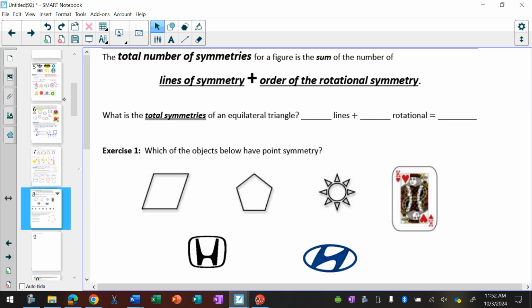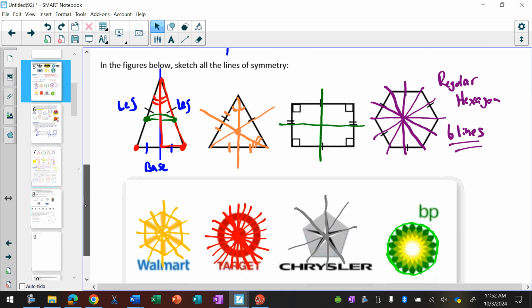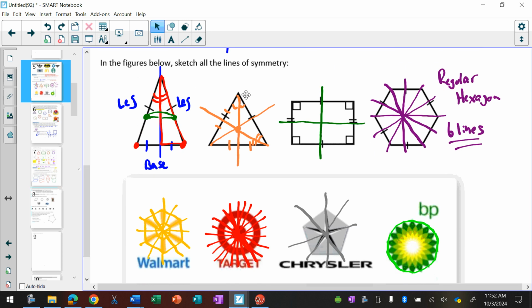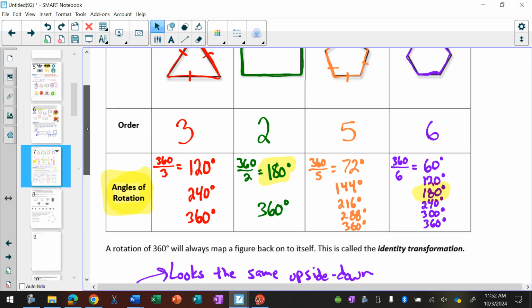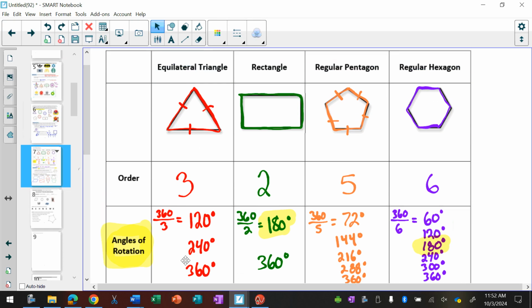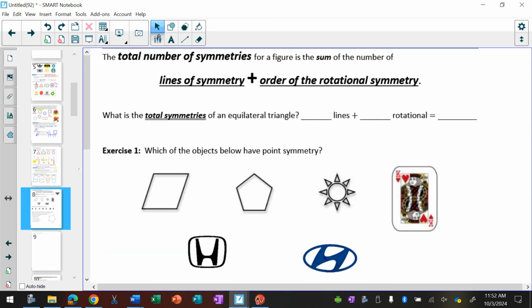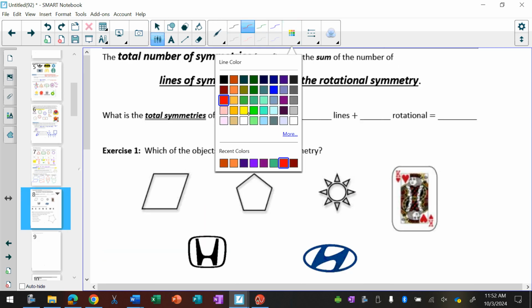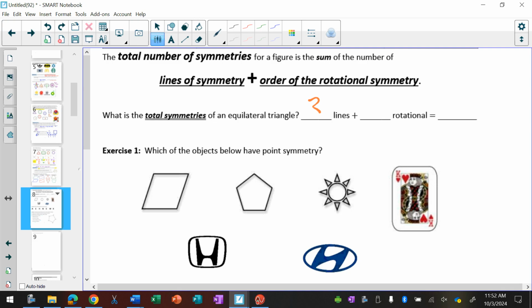So our equilateral triangle had 3 lines of symmetry, and it had an order of 3, so it had 3 angles of rotational symmetry. So according to childhood math, 3 lines and 3 angles make a total of 6 total symmetries.